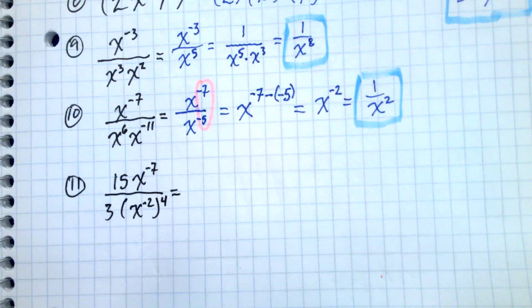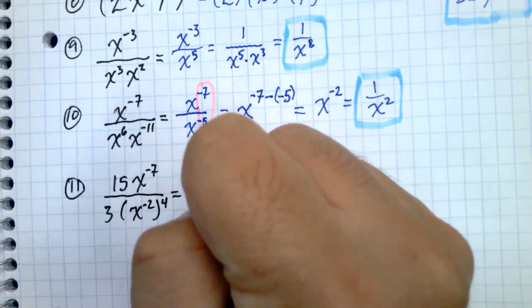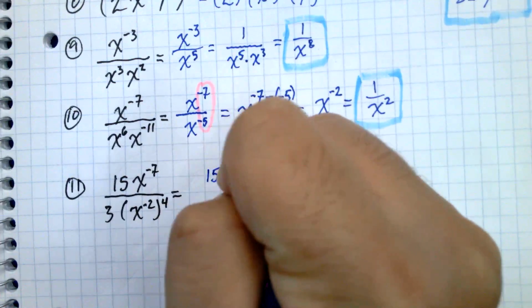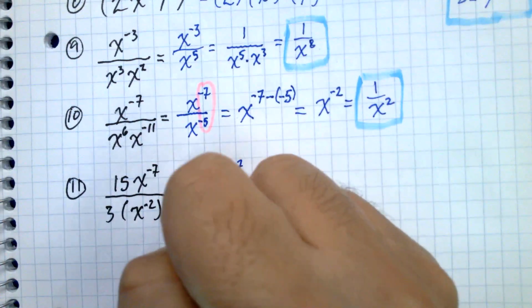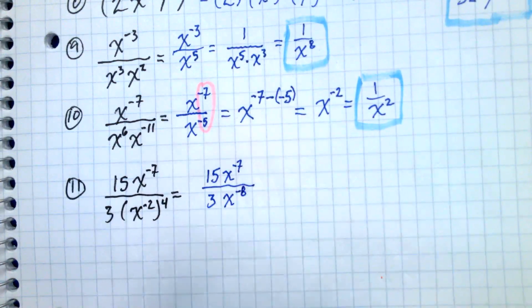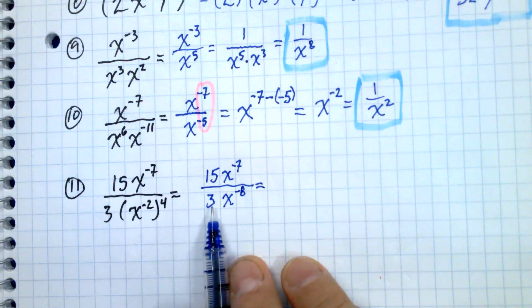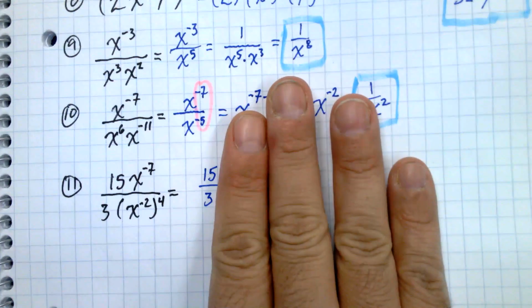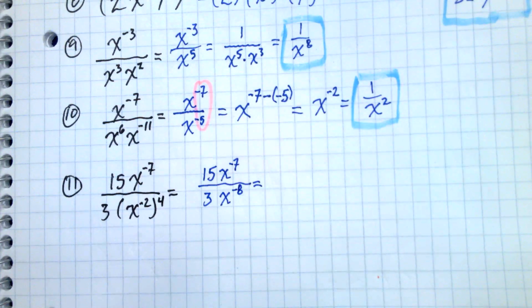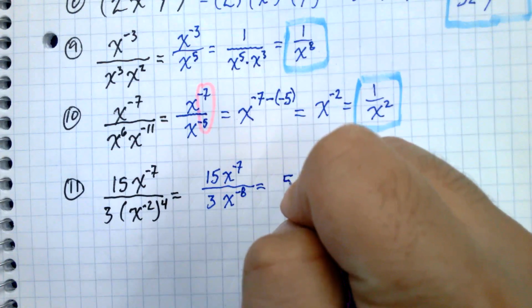Parentheses, power of a power. I like that. Good thinking. So we got to multiply negative 2 and 4, right? That's what we have to do there. That's x to the negative 8. Okay. So now we got a few ways to do this. We have to reduce. We got the 15 thirds, right? We got to deal with that. What does that become? 5 over 1. So let's just write it as 5.